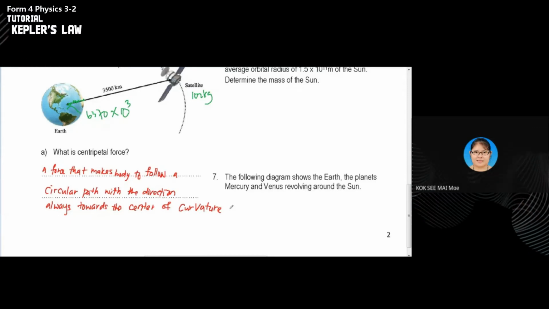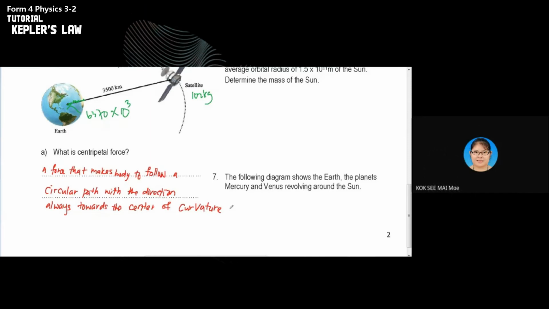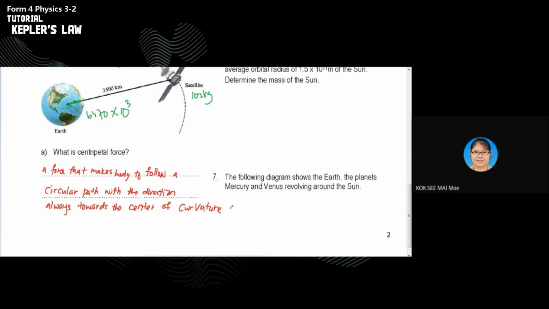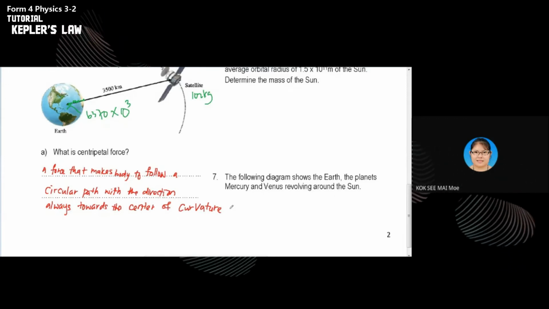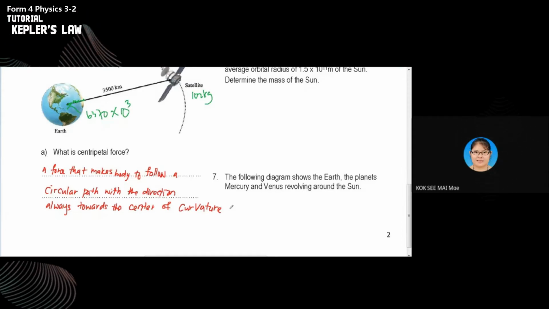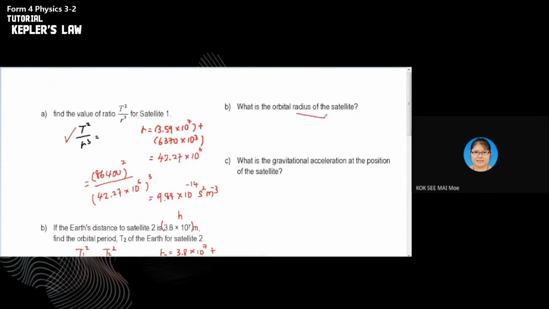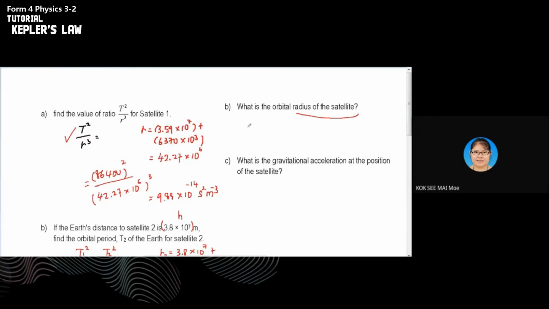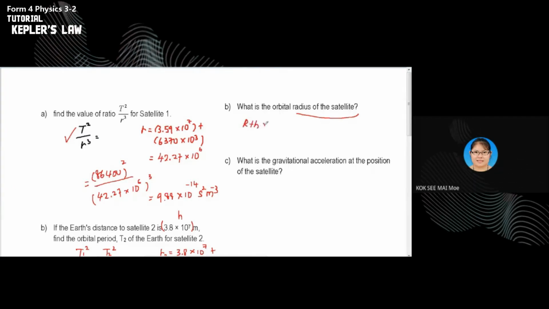What is the orbital radius of the satellite? Okay, they ask you the radius of the satellite now. So the radius of the satellite is the distance 3,500 kilometer plus the radius of the Earth. So that one is the radius of the satellite. Okay, so we just move to B. Your satellite is far away from the Earth, so suppose it's R plus H.